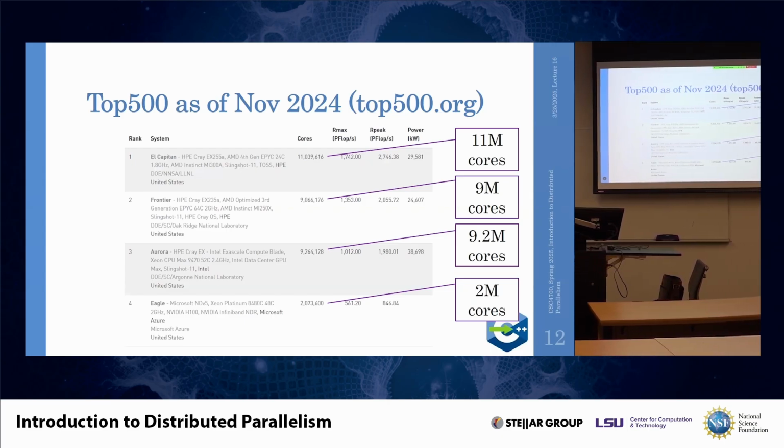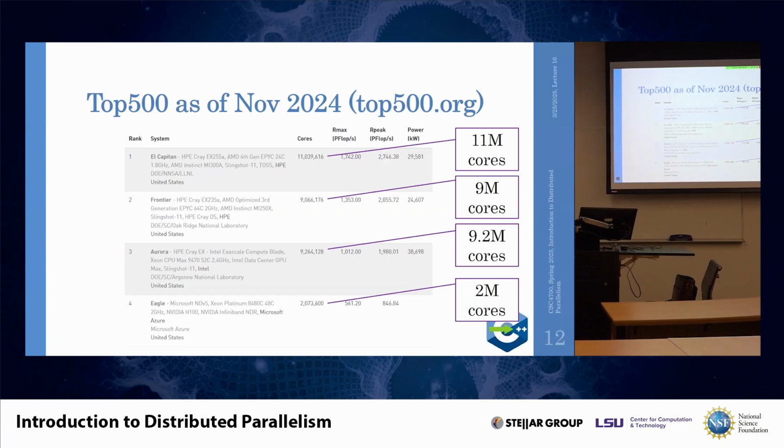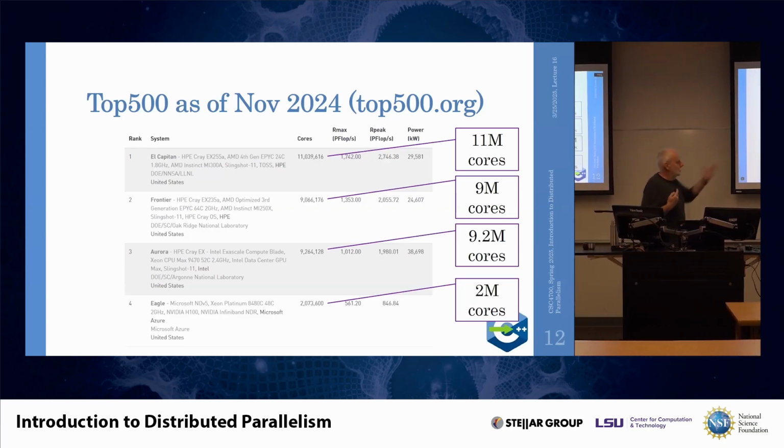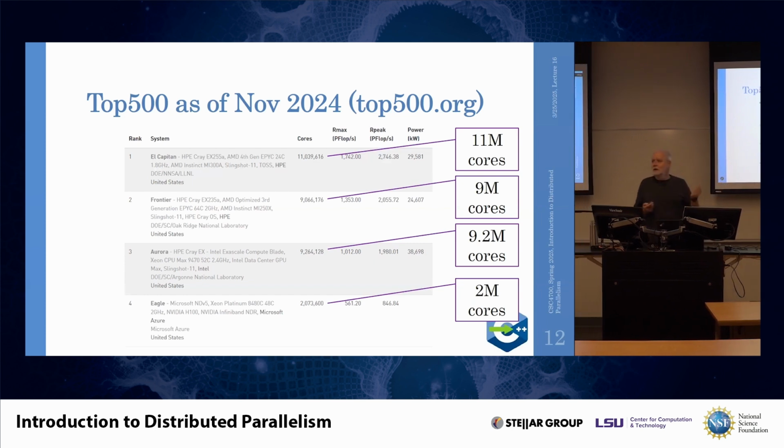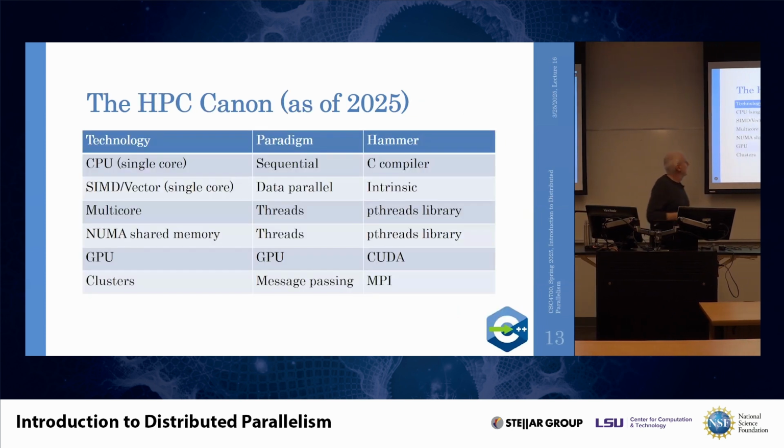Now, I gave you the way out of that, which is Gustafson's law. It tells us that in order to use these machines, we don't try to run faster, we try to run bigger problems.